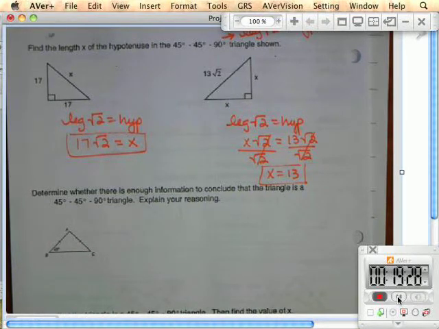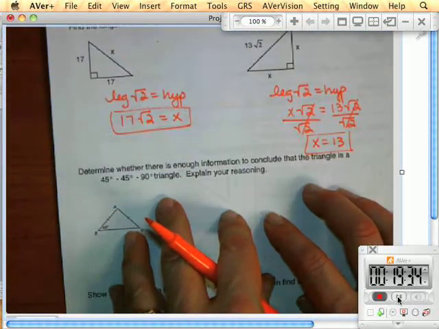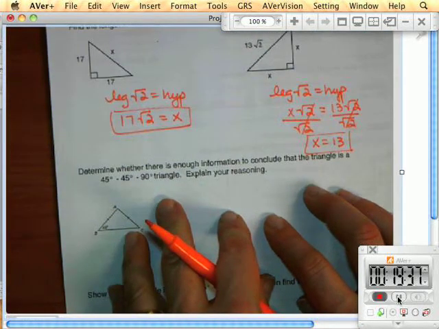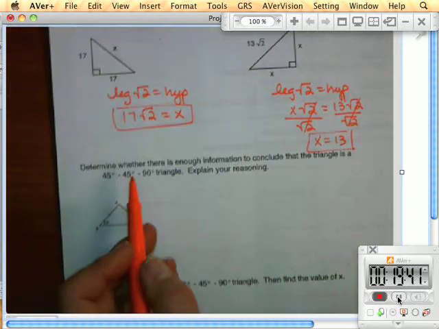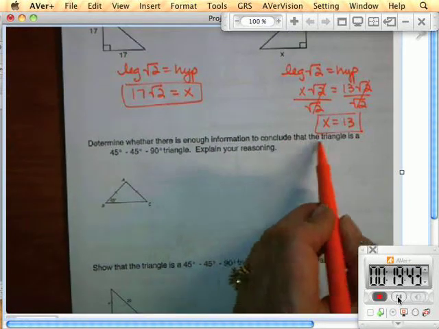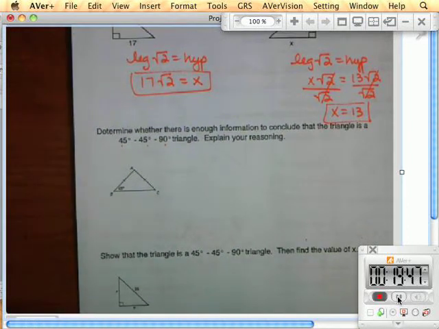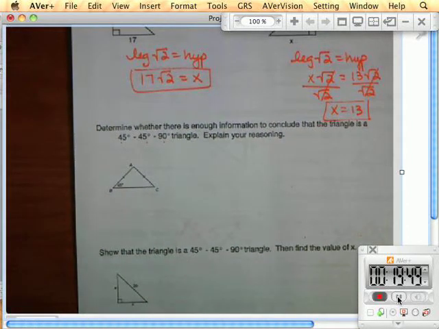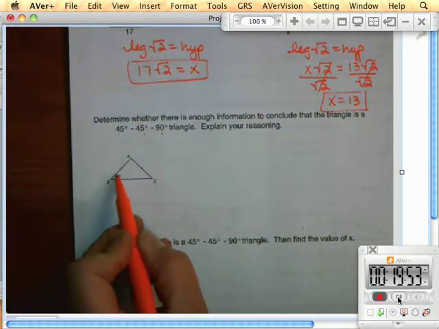All right. So one thing you're going to do today is work with this equation. The second thing you have to do is a little bit of reasoning, stating why something is what it is. So determine whether there's enough information to conclude that the triangle is a 45, 45, 90 triangle. In order to do that, we have to explain how we know that each angle is what it is. So let's look at the picture. This side and this side are congruent. This is 45, therefore this is what?